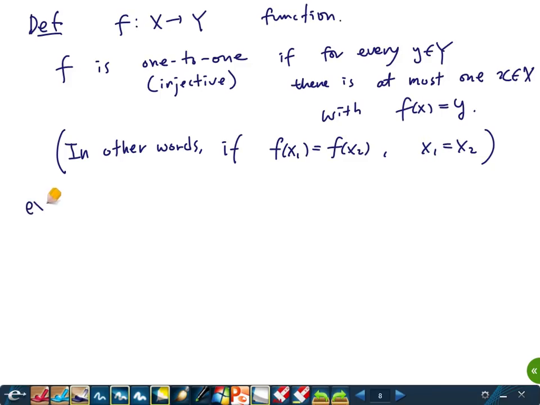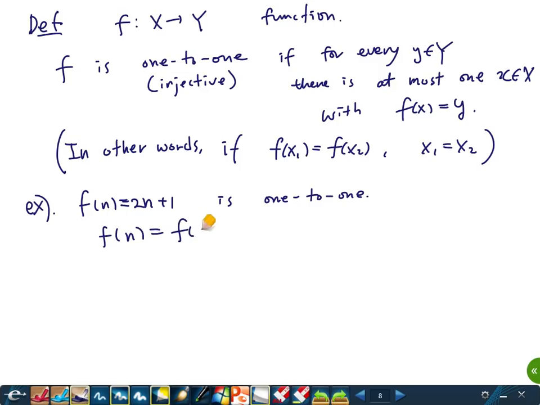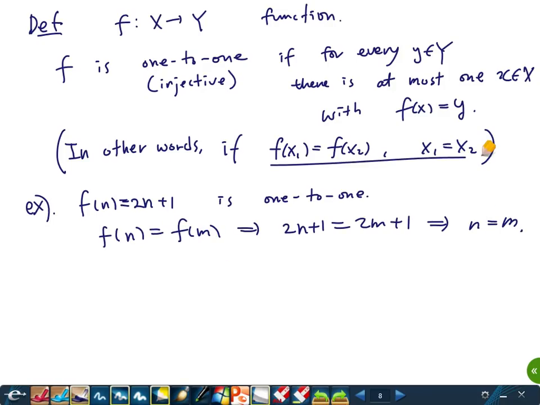Example. f of n equals 2n plus 1. Is this one-to-one? It is one-to-one. It's a one-to-one function, right? Because if f of n equals f of m, what happens? 2n plus 1 equals 2m plus 1. If you solve this, we get m equals n. So it's one-to-one. It satisfies this condition. Okay?